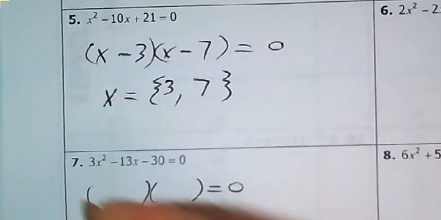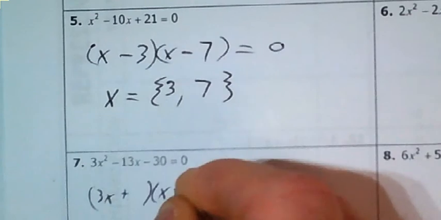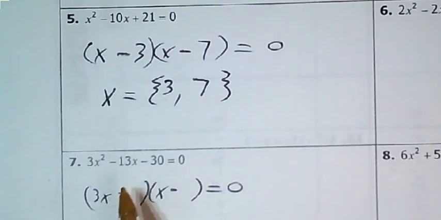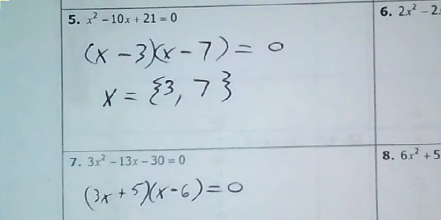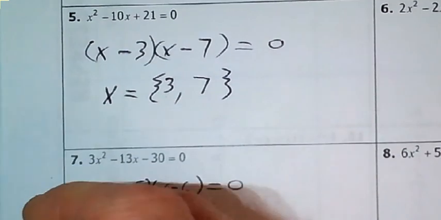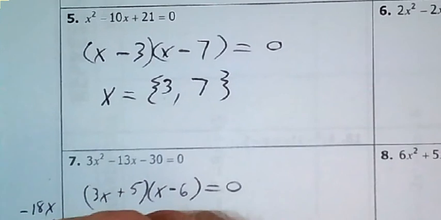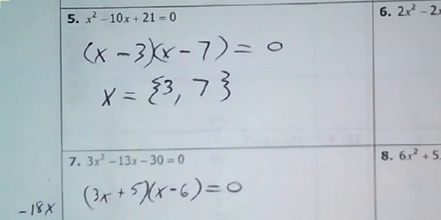Now we're going to do 3x and x, 30, plus and minus. And what are the factors of 30 that are closest together? 10 and 3, 5 and 6. So let's try 5 and 6. It might not work, but let's try it. 3x times negative 6 is negative 18x, and 5 times x is 5x. Together that's negative 13x. That works. So we got it right on the first try.